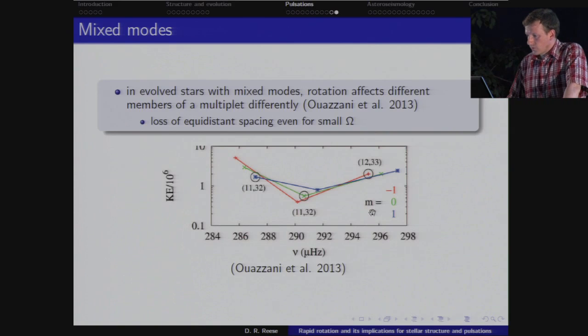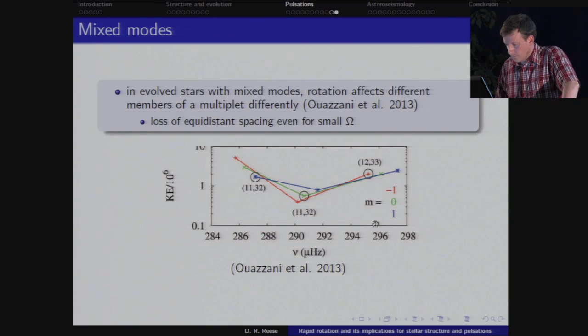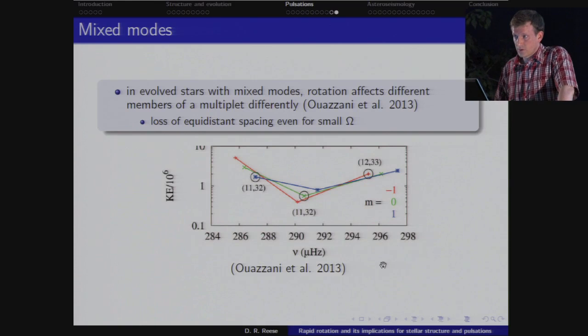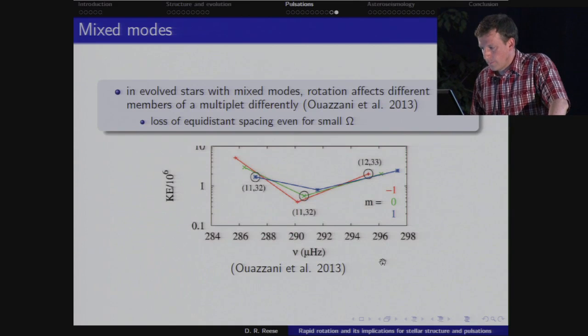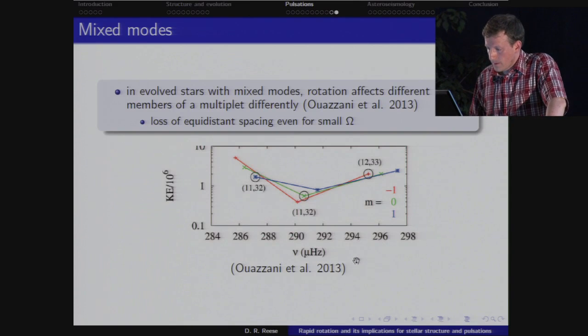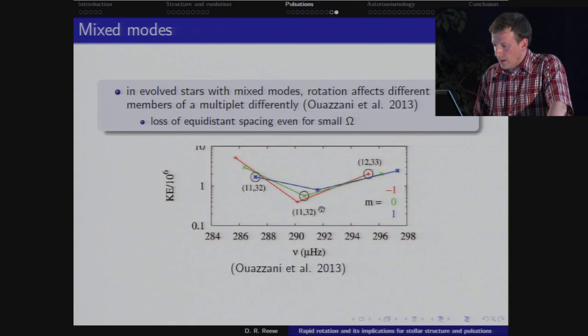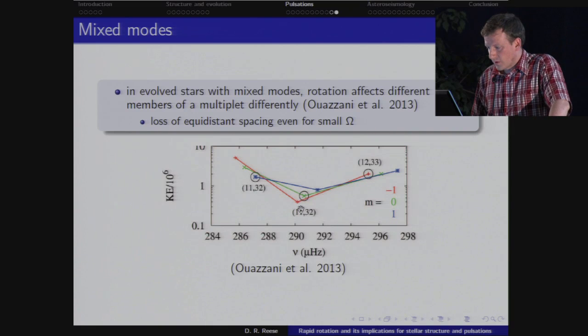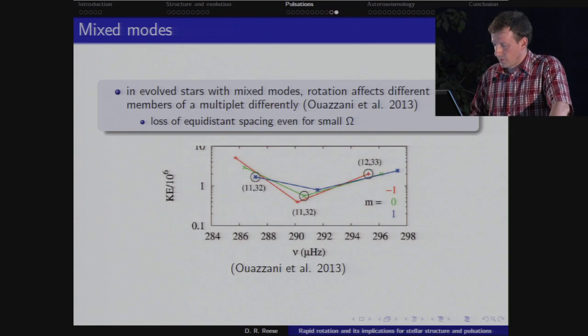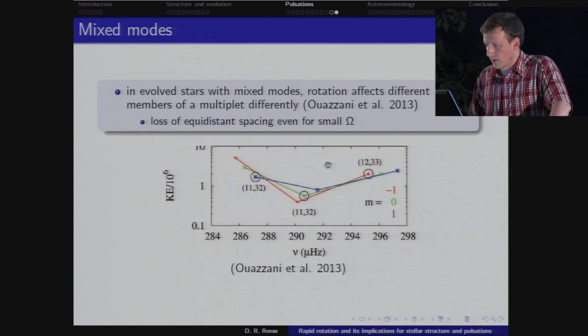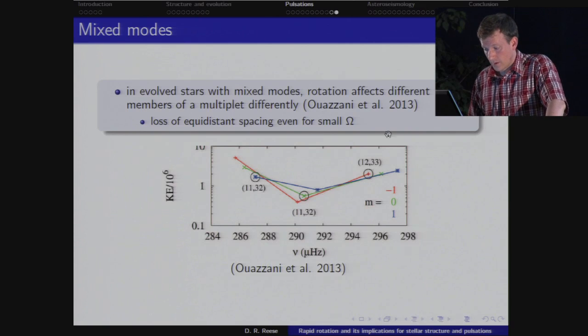Afterwards, one can also go to slower rotation rates and study more evolved stars, which naturally do have mixed modes. And in this case, what happens is that rotation can affect individual members of a multiplet so that they have a different P or G characteristic. And so this will lead to uneven frequency splittings, or rotational splittings, as was shown in an article by Rita recently.